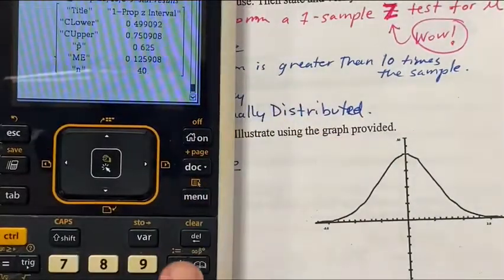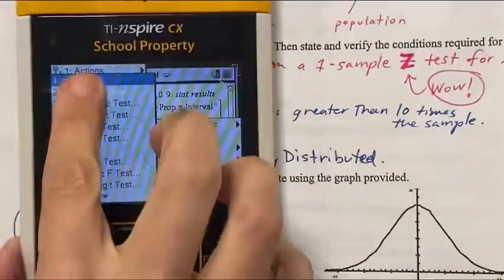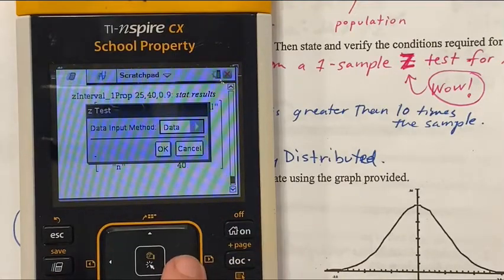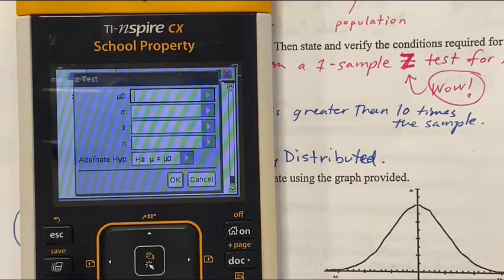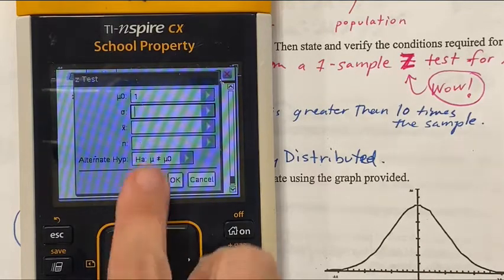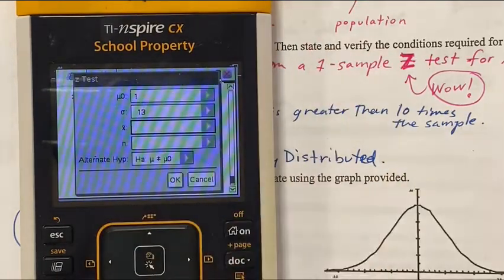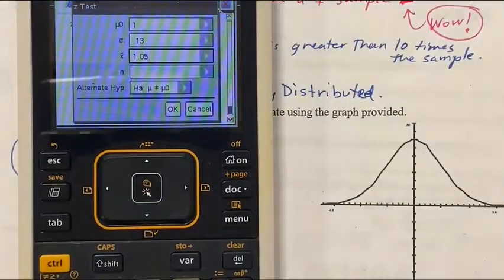Okay, so I get my calculator, I go to stats, and I'm going to do a z-test. It's rare, but every once in a while it happens. A z-test. And they gave me the summary statistics, not all the raw data, so I'm going to switch to summary statistics and hit OK. Now my mu naught, I'm supposed to assume that the loaves weigh 1 pound. And what is sigma? Well, the population standard deviation is 0.13. What is x bar? That's our sample weight. So we see in the problem our sample weight is 1.05. So we do have evidence that it's a little bit heavier, but is that just pure variability?